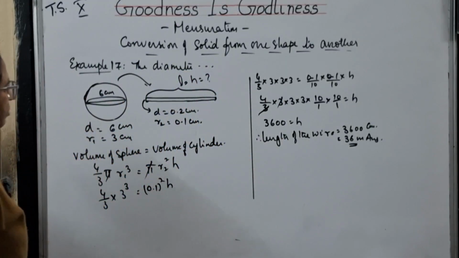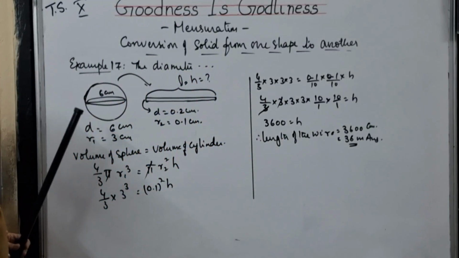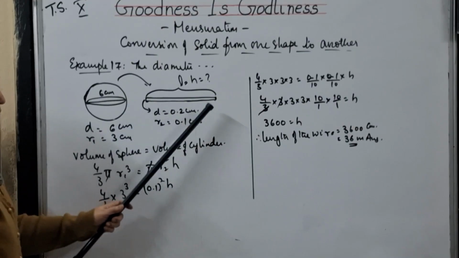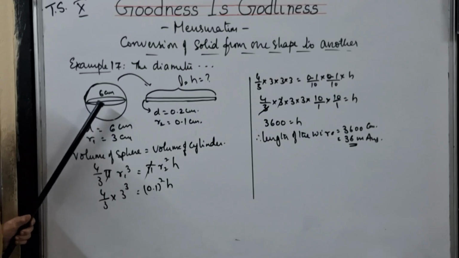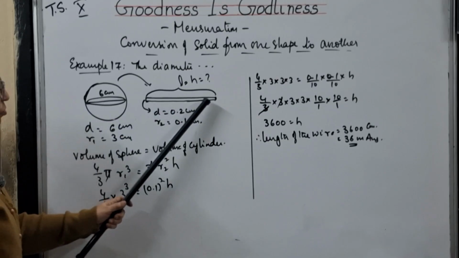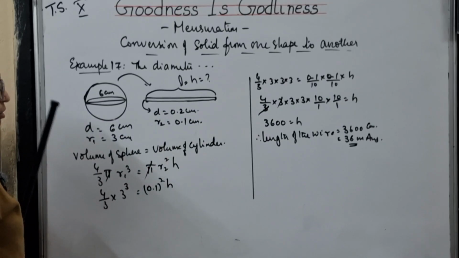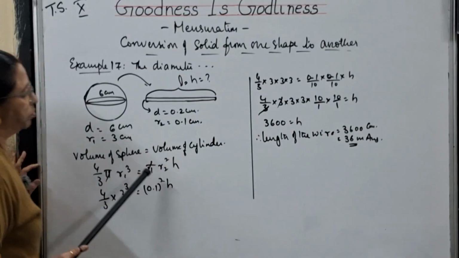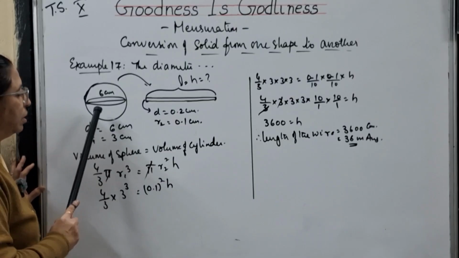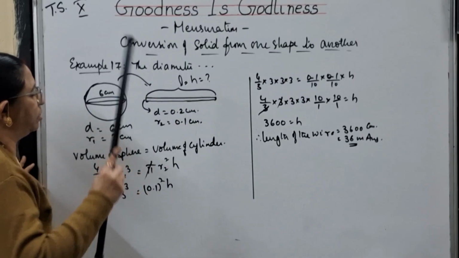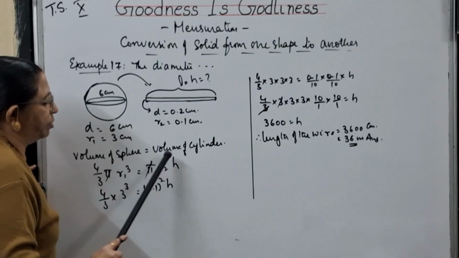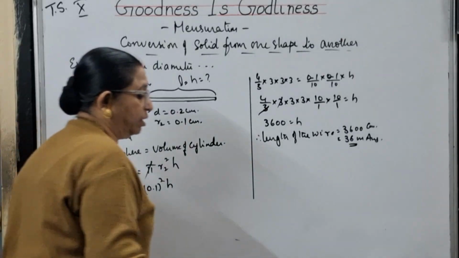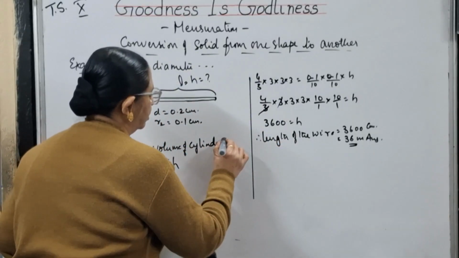Please see what the problem is. The problem is about a sphere converted into a wire. The sphere has diameter 6 centimeters. This wire has diameter 0.2 centimeters. So diameter 6 means radius is 3 centimeters. Diameter 0.2 is radius 0.1 centimeter. Since this is wholly melted into the wire, volume of the sphere is equal to volume of the cylinder. What is the cylinder here? The cylinder is nothing but the wire.